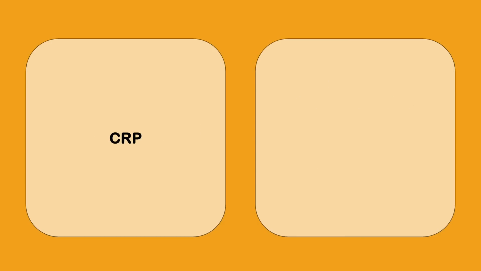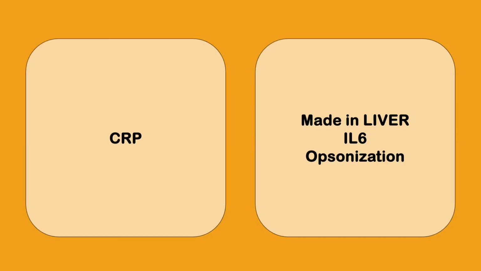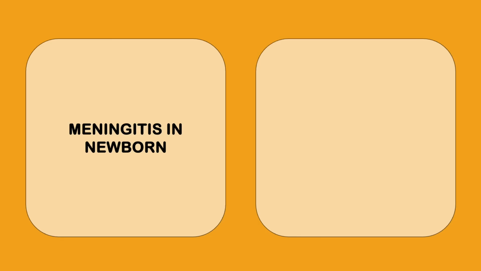C-reactive protein. C-reactive protein is a very common test we do at work. C-reactive protein is synthesized in the liver in response to IL-6, and the function is opsonization of bacteria.